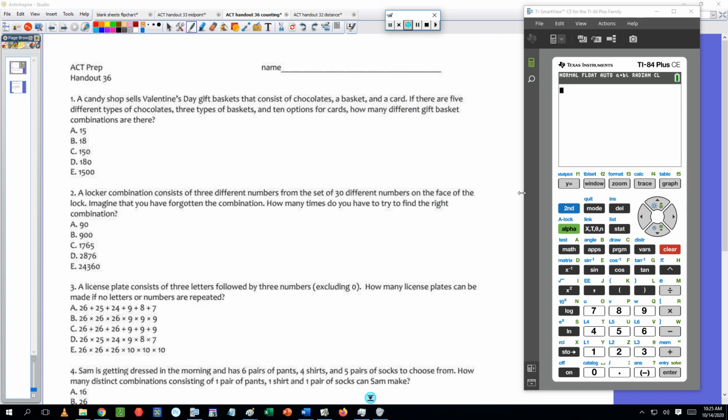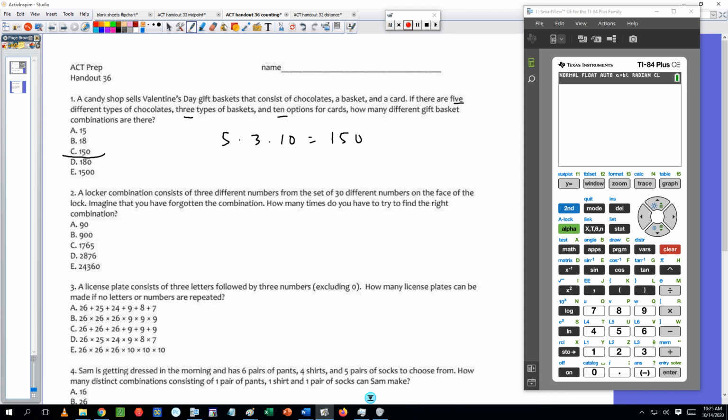This is a counting principle handout. A candy shop sells Valentine gift baskets that consist of chocolates, a basket, and a card. If there are 5 different chocolates, 3 different baskets, and 10 cards, how many different gift basket combinations are there? We have 5 times 3 times 10. That'll be 150.